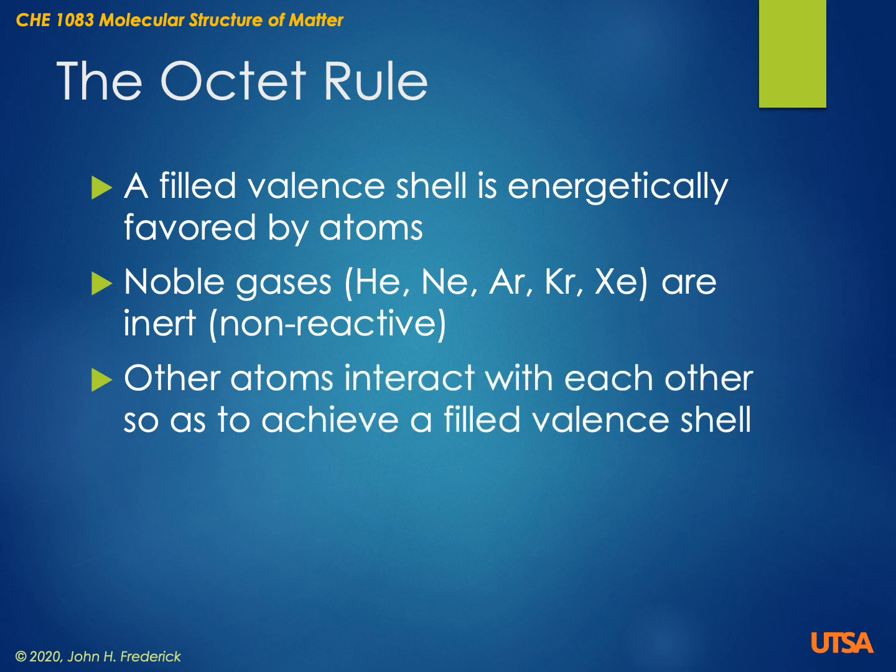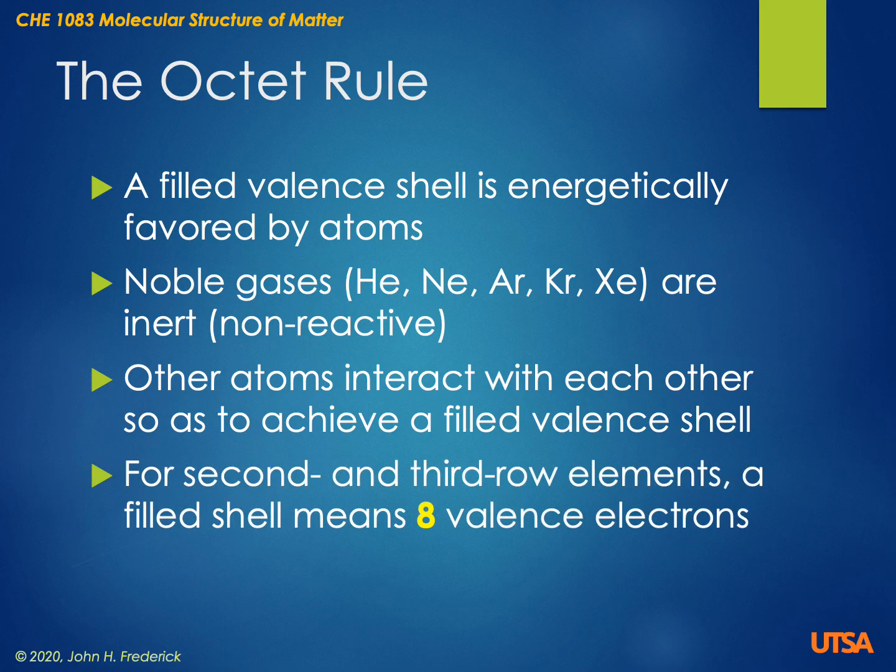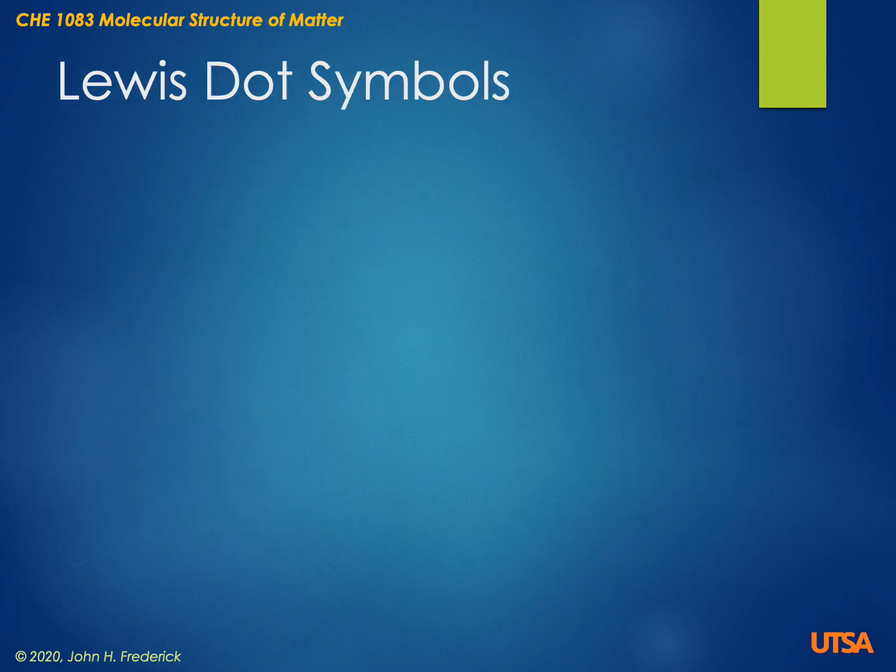It turns out that other atoms will interact with each other so as to achieve a filled valence shell, so they can imagine, if you will, that they have a filled valence shell. And for second and third row elements, a filled shell means 8 valence electrons. Now you begin to see where this rule comes from and where the name Octet Rule comes from. Octet stands for the 8 electrons that would fill the valence shell.